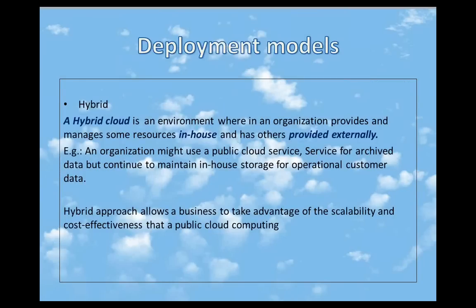Then the fourth kind of deployment model is called hybrid. So what is hybrid? A hybrid cloud is an environment where an organization provides and manages some resources in-house and has others provided externally. So it's nothing but a combination of different deployment models available. It can be that you have a private cloud and then you subscribe to some services from a public cloud. So you are consuming both kinds of cloud services.